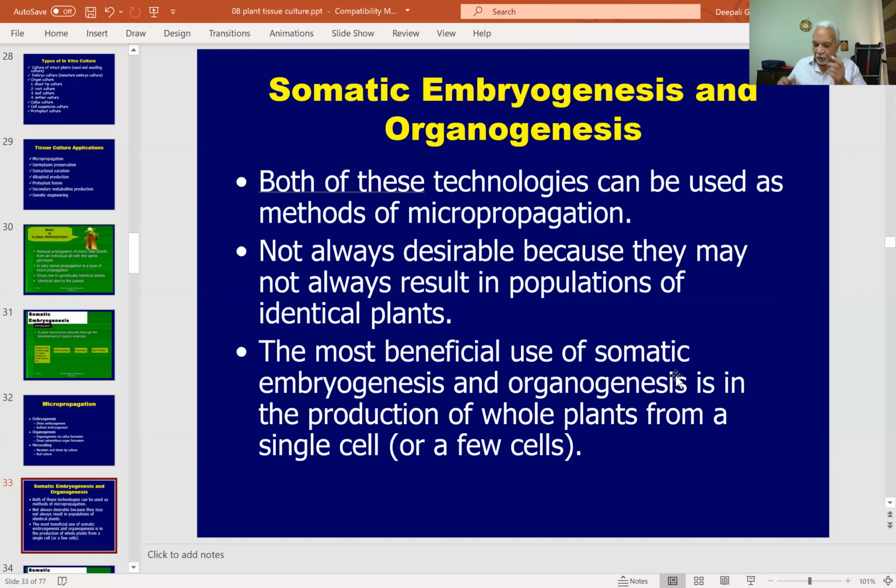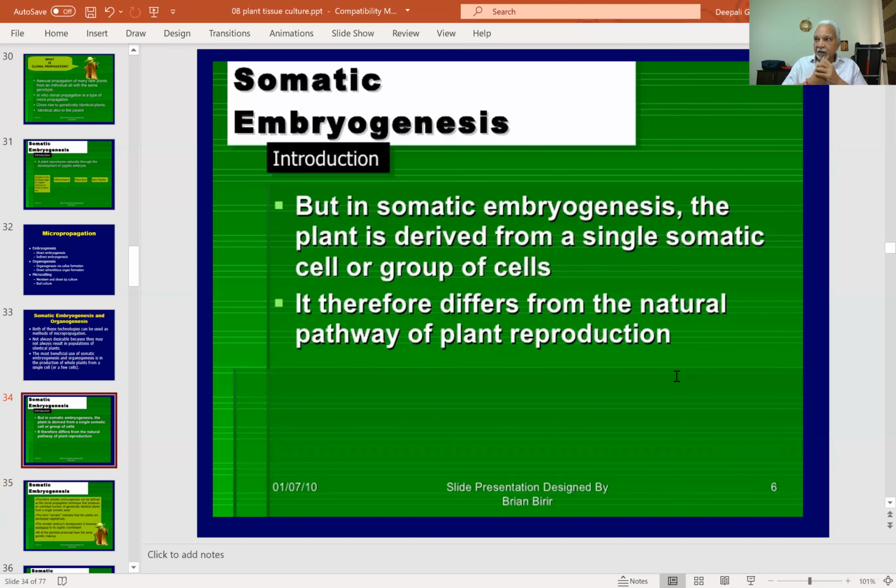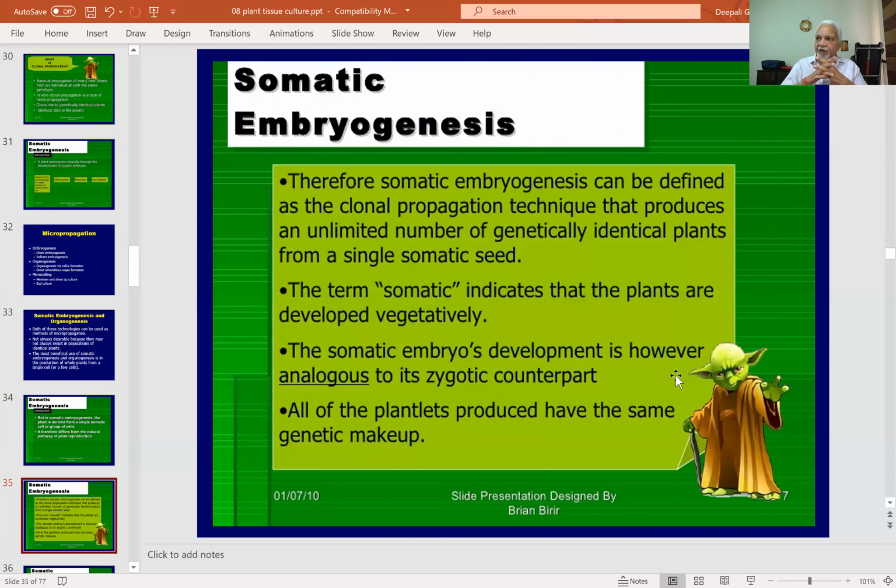Okay, so what is then somatic? We will go a little bit into the details of somatic embryogenesis. So it is the formation of an embryo-like structure, which we call a somatic embryo, from a single or group of somatic cells. Therefore it differs from the natural sexual mode of reproduction. So this is what is done in somatic embryogenesis.